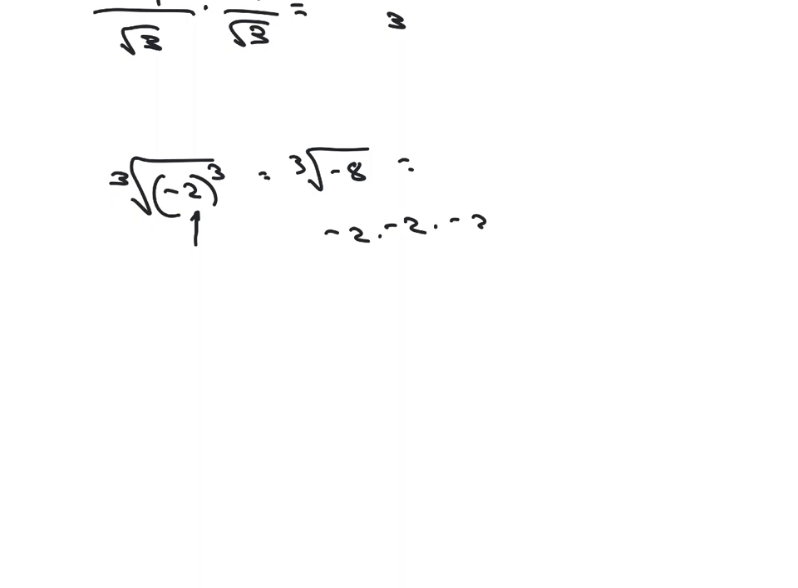Now when you've got an odd root or an odd number for an index, and we've got -2 and a cubed, things are a little bit different, because -2 cubed is -8. A number multiplied by itself 3 times is going to give you +4 times -2, which is -8. So that's how we get a -2 for our answer.